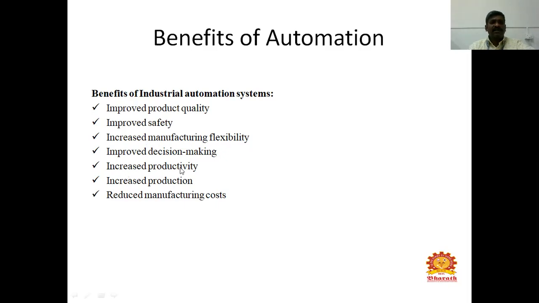Next one is increased productivity, increased production, and reduced manufacturing cost. This is a very important thing. Look at this. These are the increases and improvements. Here, the decrease is reduced manufacturing cost. While using automation, we can reduce the manufacturing cost. So this is a very important benefit of automation.